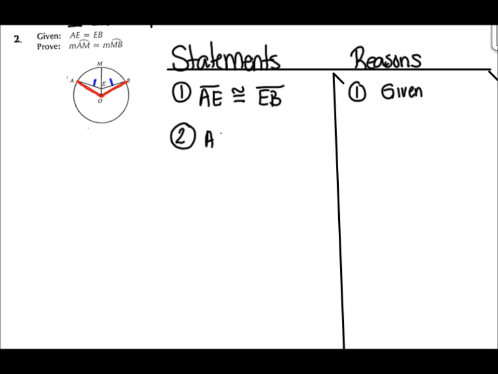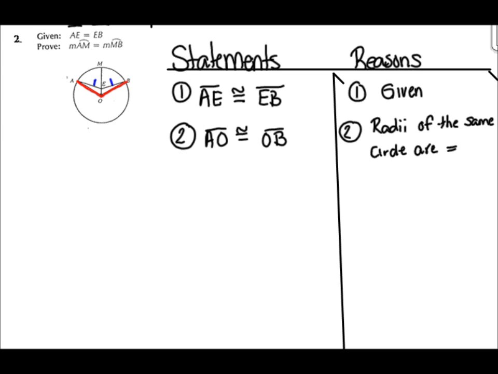So now I can say AO is congruent to OB, and that reason is going to be radii of the same circle are congruent. Make sure you don't just say all radii are congruent. Make sure you're saying all radii of the same circle. So showing that you're inside the same circle, you know that all those radii are congruent.